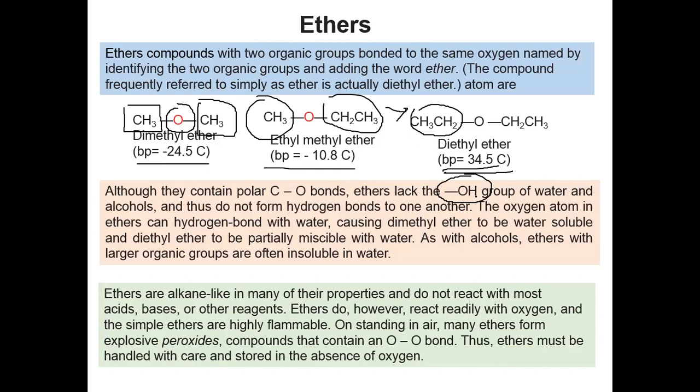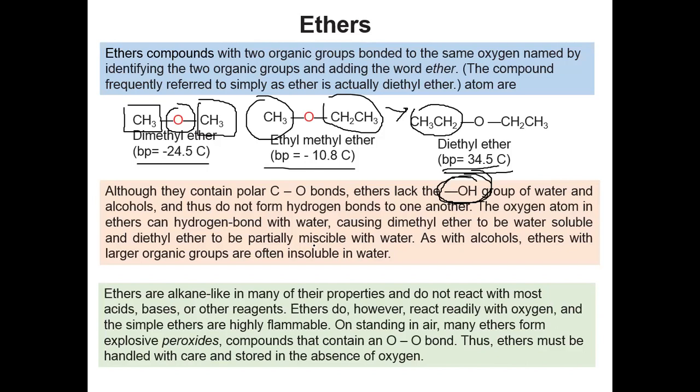So compared to alcohols, they are not really well soluble. Small ethers can be dissolved in water, but compared to alcohols, they are much more poorly soluble in water. Because of this issue, they do not have this hydroxyl group. Well, ethers are alkane-like because mostly it's hydrocarbons, right? But ethers easily react with oxygen, and the simple ethers are highly flammable.